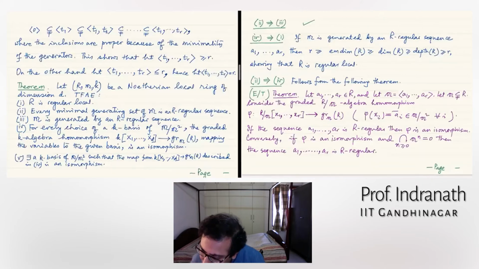Oh, sorry, I meant to write, I'm very sorry. This is 3 implies 1. I will prove 2 implies 4. Okay, sorry. Yeah, this is 3 implies 1. Sorry.